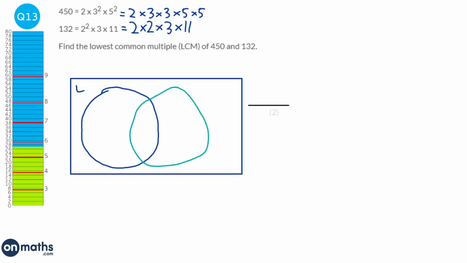So 450 is on the left hand side and 132 is on the right hand side. And we're going to start just filling out the Venn diagram. So they both have a 2 in them and they both have a 3. But 450 has a 3, a 5 and a 5. And 132 has that 2 and the 11.